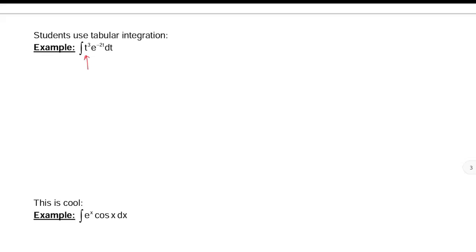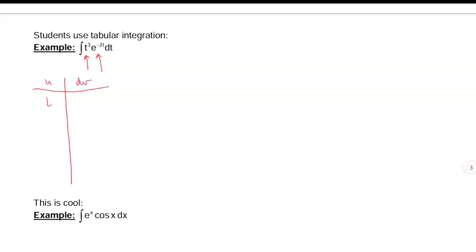I'm noticing there's a polynomial in there, and this guy is easy. I could just keep taking the antiderivative of e over and over again. So this is a candidate for tabular integration. I know I told you to do that, but you could figure that out on your own also. There's a u column and there's a dv column.